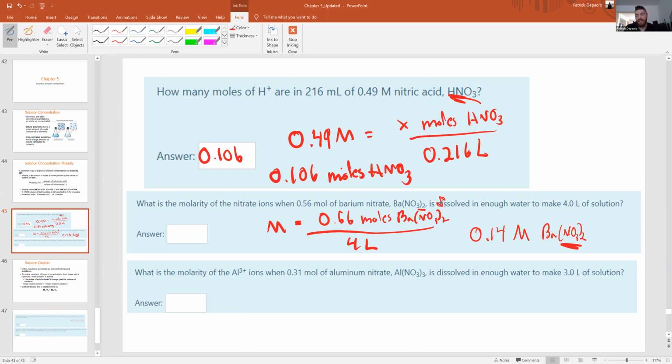So in that solution, you double it, 0.28 molarity of just nitrate ions. So your answer would be 0.28.